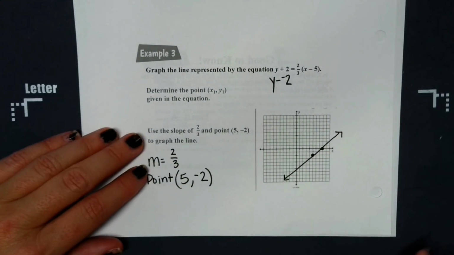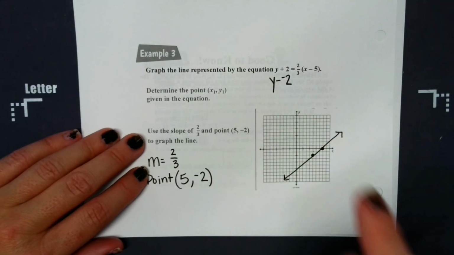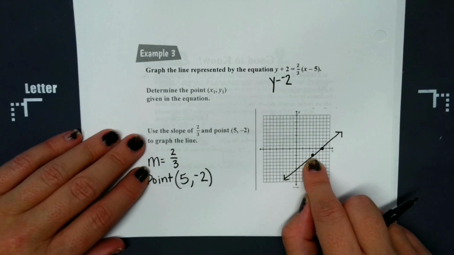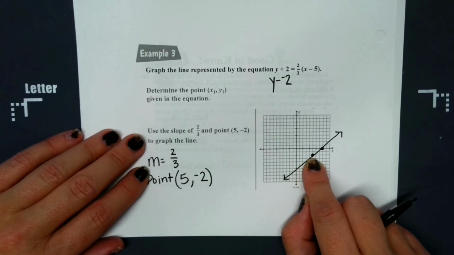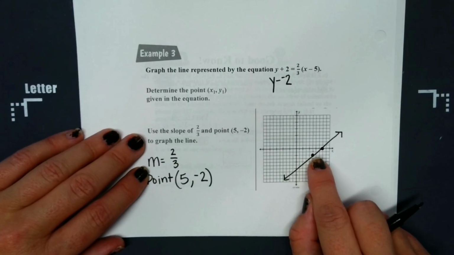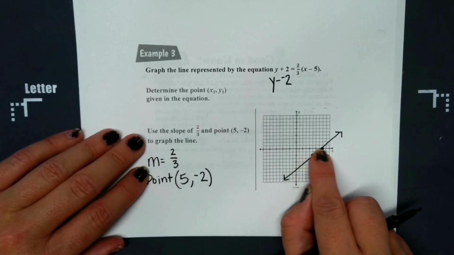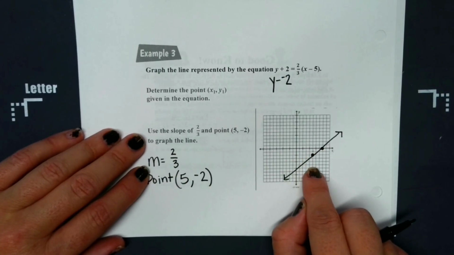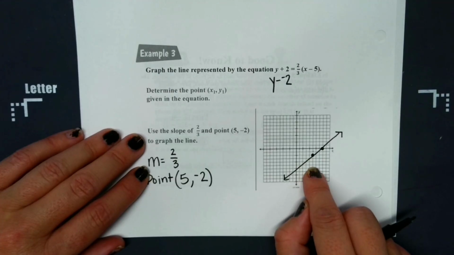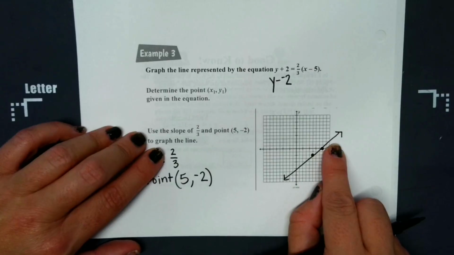Okay. What questions do we have about graphing that? Does everybody see how I plotted that first point? Excuse me, guys. Does everybody see how I plotted that first point? Yes. Does everybody see how I then used the slope, up 2, right 3? Now, why didn't I go down 2? Because it's not a negative slope. It was a positive slope. So I went up 2, right 3.